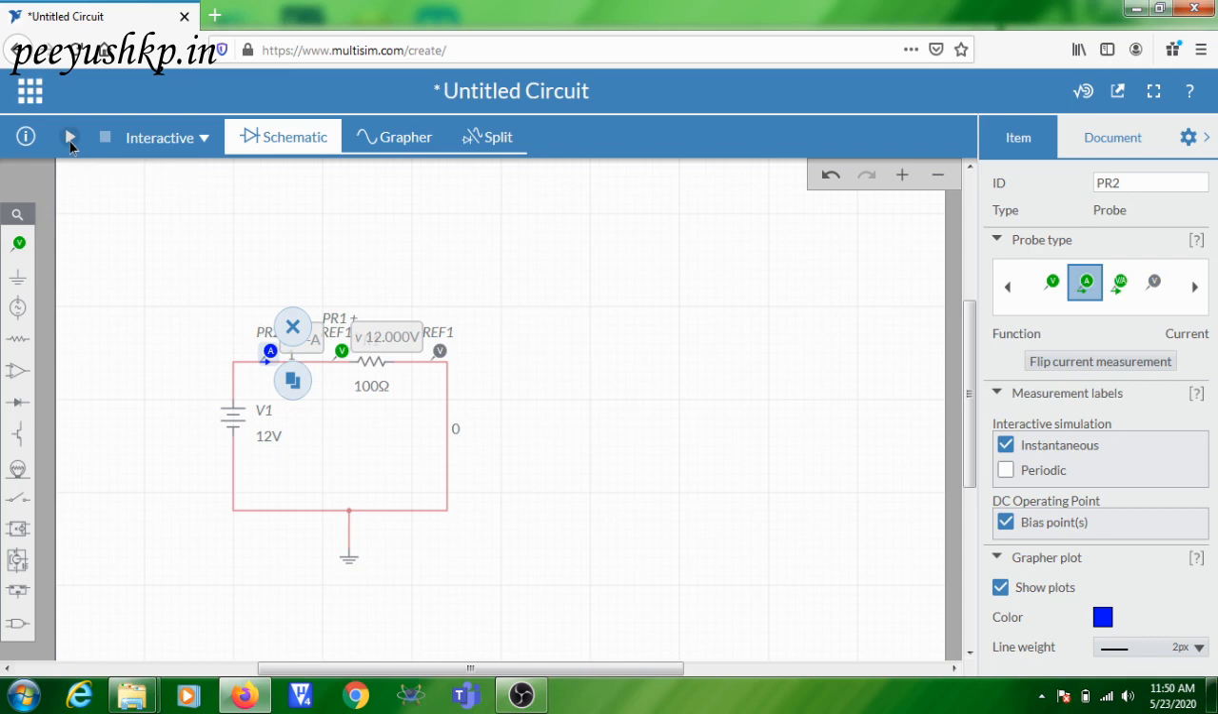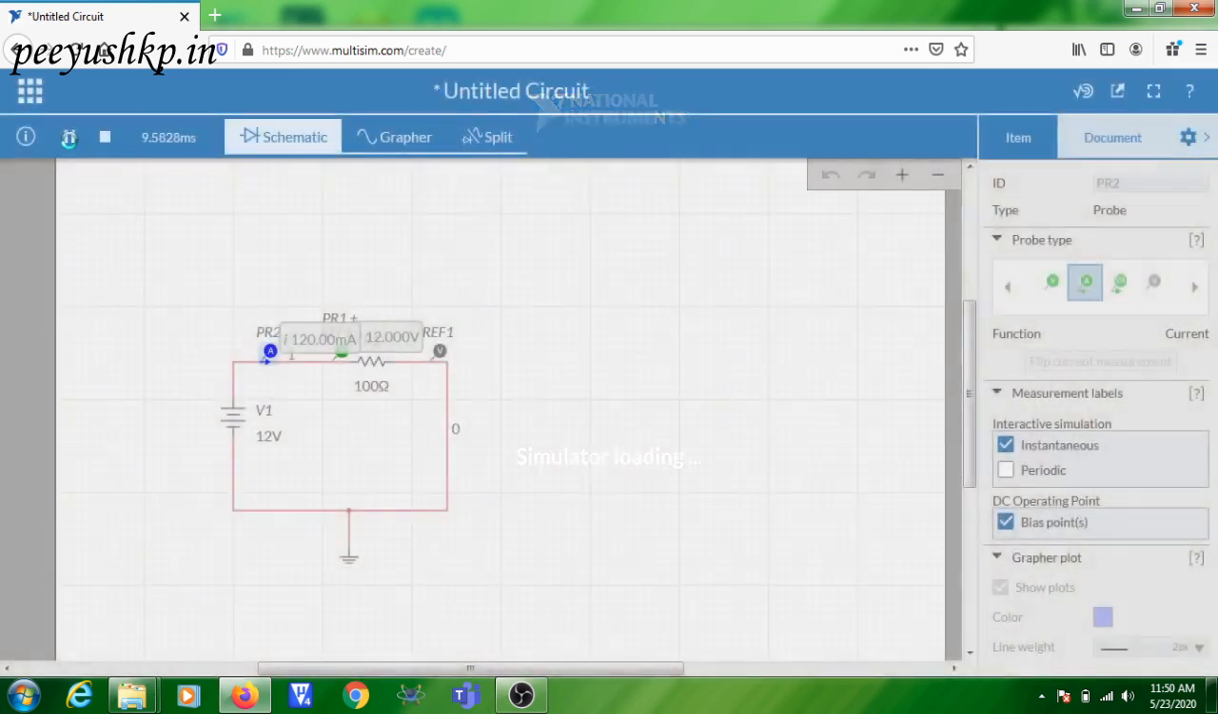Again you can click on the simulation. Now you can directly see the current value. No need of taking any graph. It is 120 milliamps. How are we getting the current flowing in this loop? I equals V by R. V is 12 volt, R is 100 ohms. So 12 by 100 ohms gives 120 milliamps. So this is how you simulate a DC circuit. Thank you.